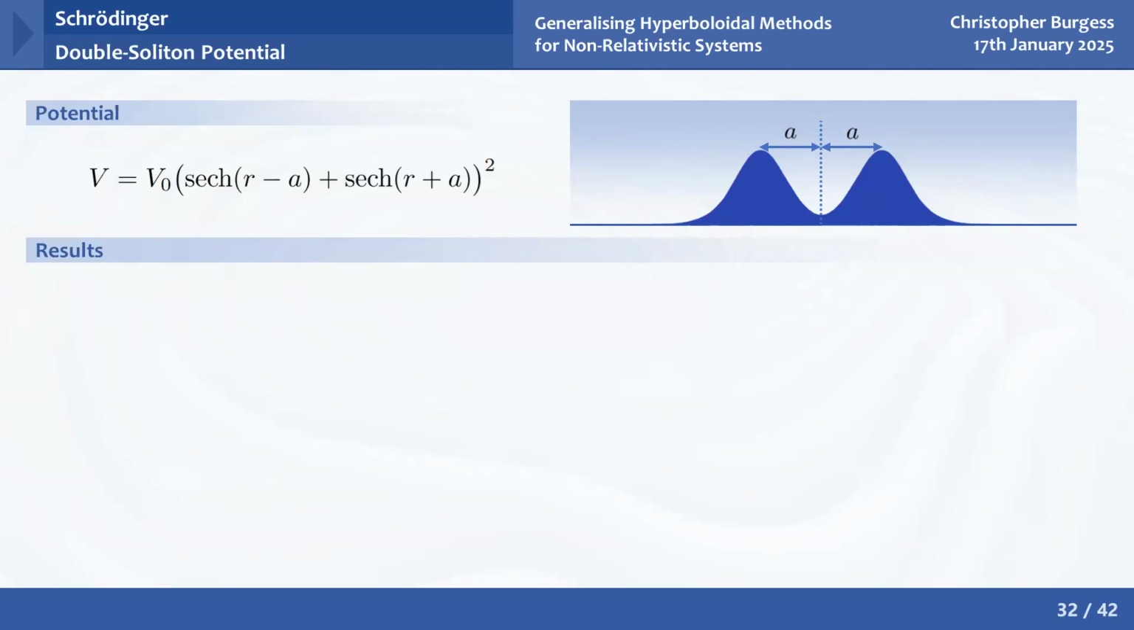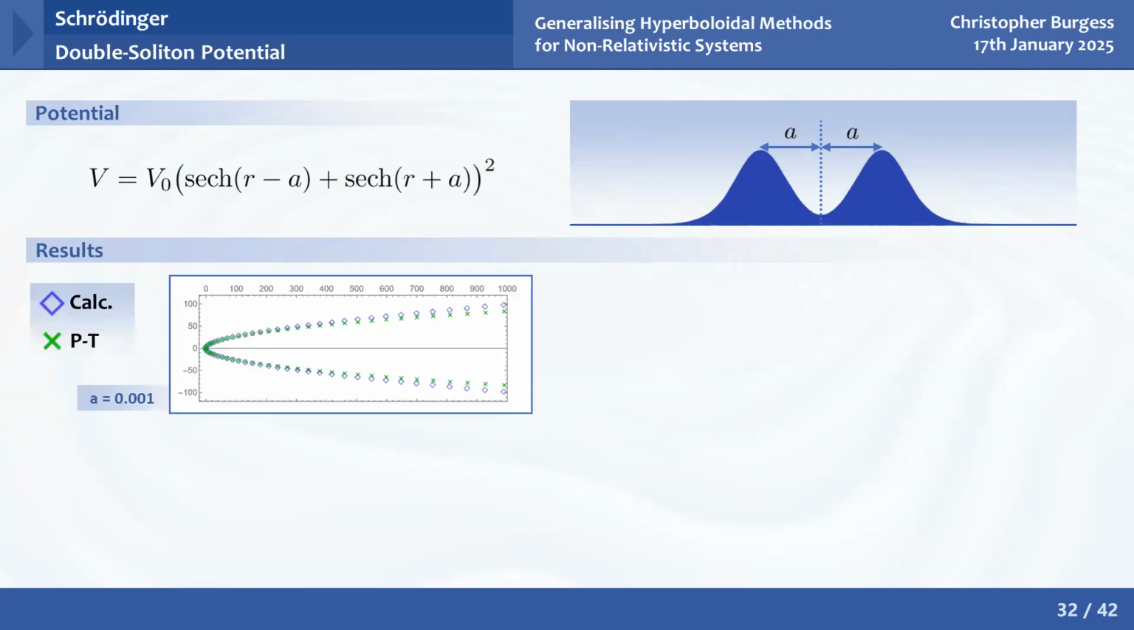But over short fiber lengths, this would be a reasonable approximation to the potential that probe light would see. And we can calculate what the QNM spectrum looks like. So this is for a separation A, which is very, very small. And you see that for the low QNM frequencies, there's very good agreement. And then they start to slowly deviate for higher overtones.